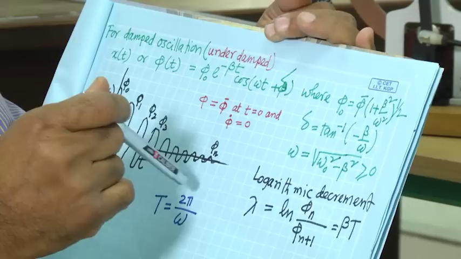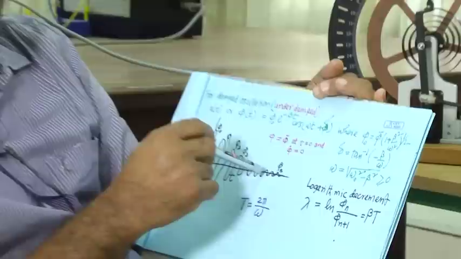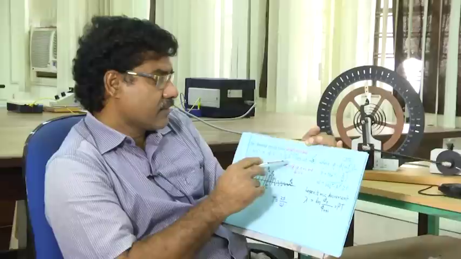This is the interesting part of this damped oscillation. Here we can see the damping of the oscillation, and this damping is basically an exponential decay. So, that we want to study. And then another part is forced oscillation.